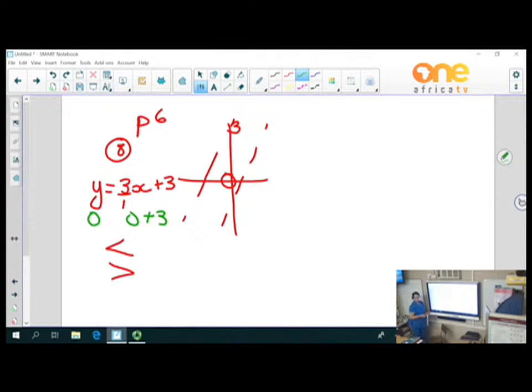Now the question is, what will make this statement true? If you look here at the green, what will make it true? This one or this one? Is 0 less than 3 or more than 3? Right, so this is the inequality that you should fit in. That is then the answer of this question. That is the answer there.